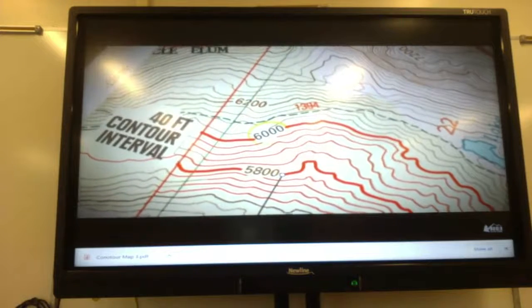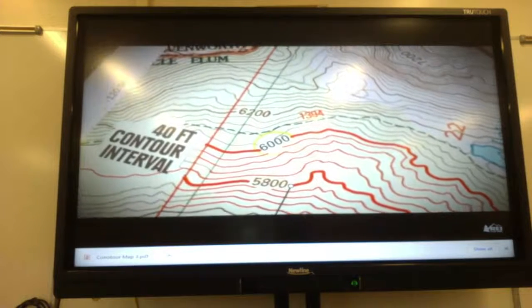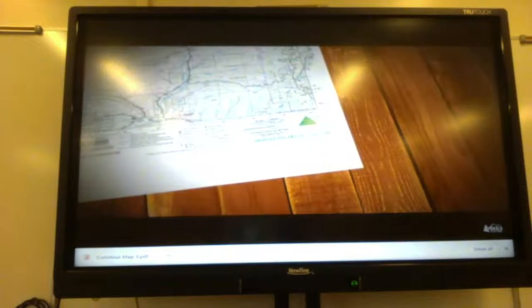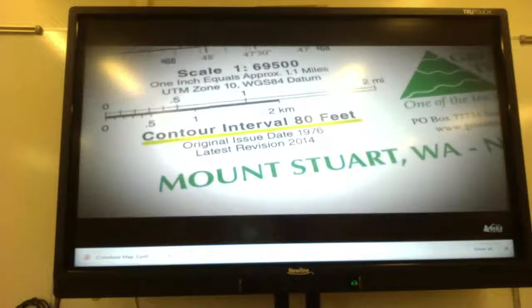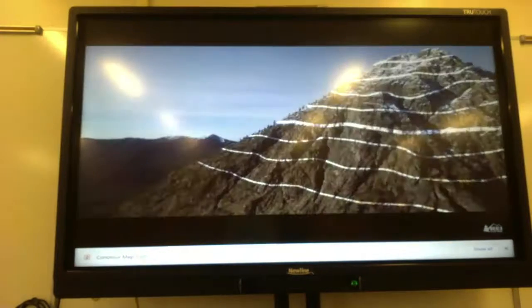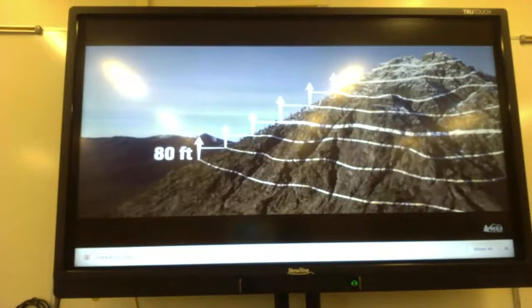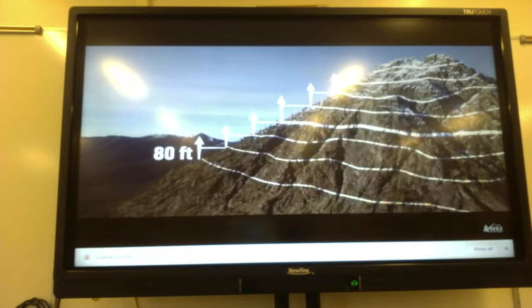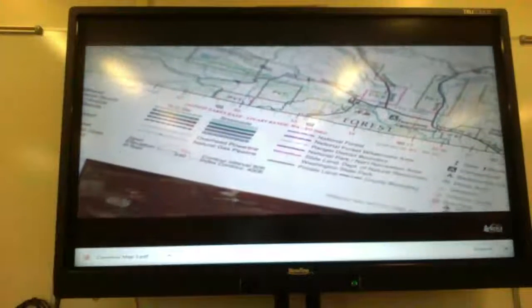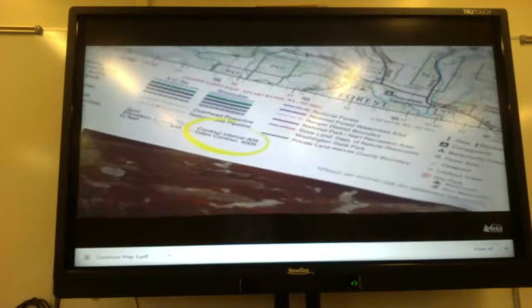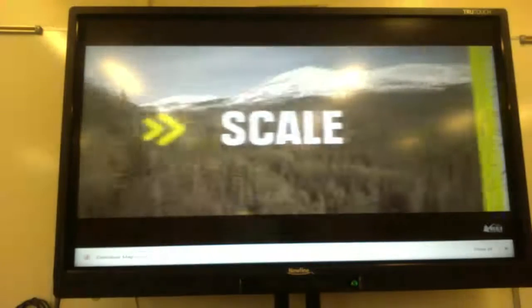The change in elevation from one contour line to the next is always the same on the map. And most maps have either a 40 or 80-foot contour interval. If your map has an 80-foot interval, that means that each contour line is 80 vertical feet away from the next. You can find all the specific details about the contour intervals and index lines for your map in its legend.